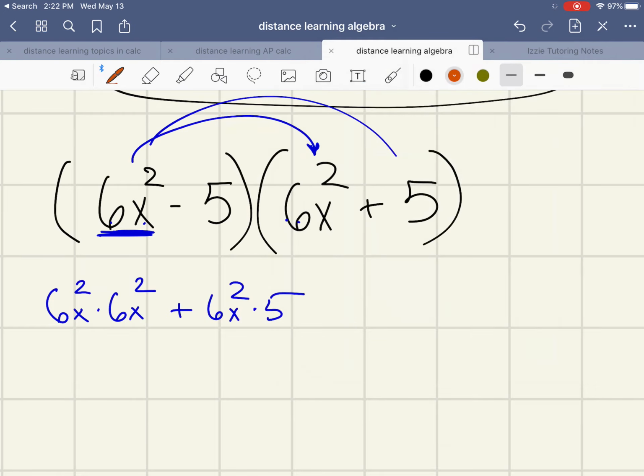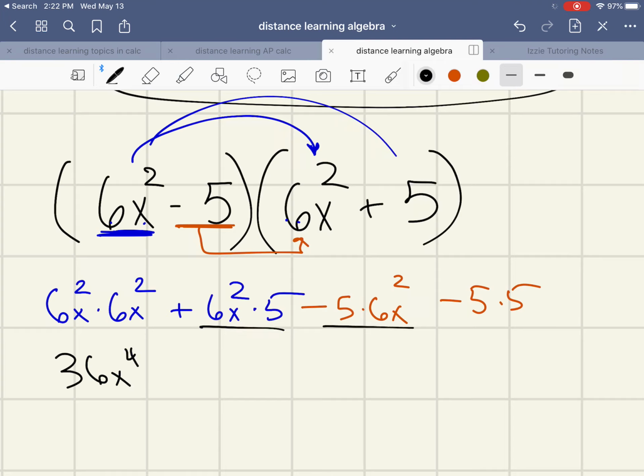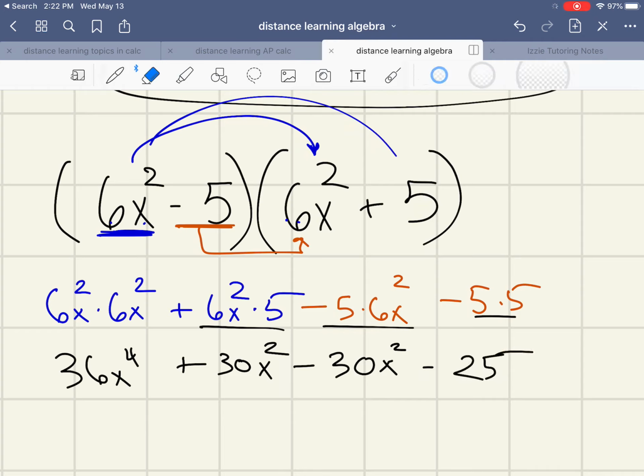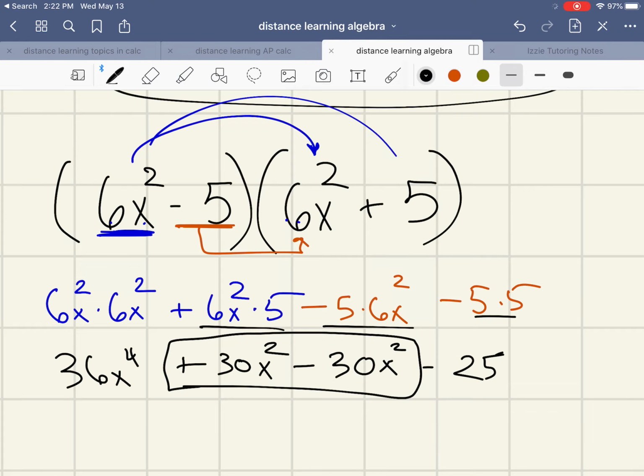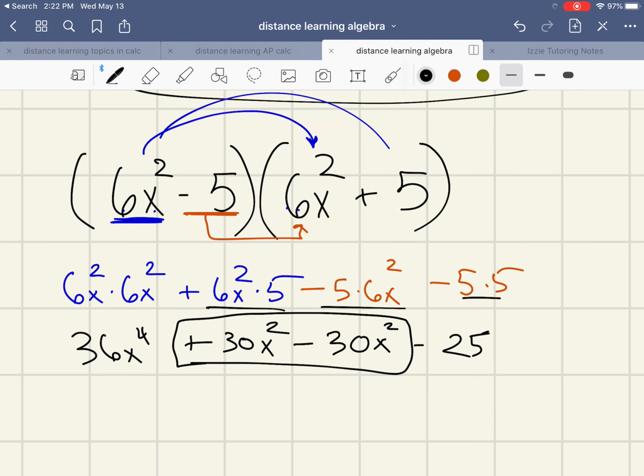And then we're dealing with the second piece, negative 5 times 6x squared. That's going to be a minus. And negative 5 times 5. Now we can multiply. Here's 36, x to the 4th. Here's plus 30, x to the 2nd. Here's minus 30, x to the 2nd. Look at that. And then minus 25. I actually did that on purpose. So when we combine these two like terms, they're exactly opposite each other, so they cancel each other out. So we end up with 36x to the fourth minus 25.